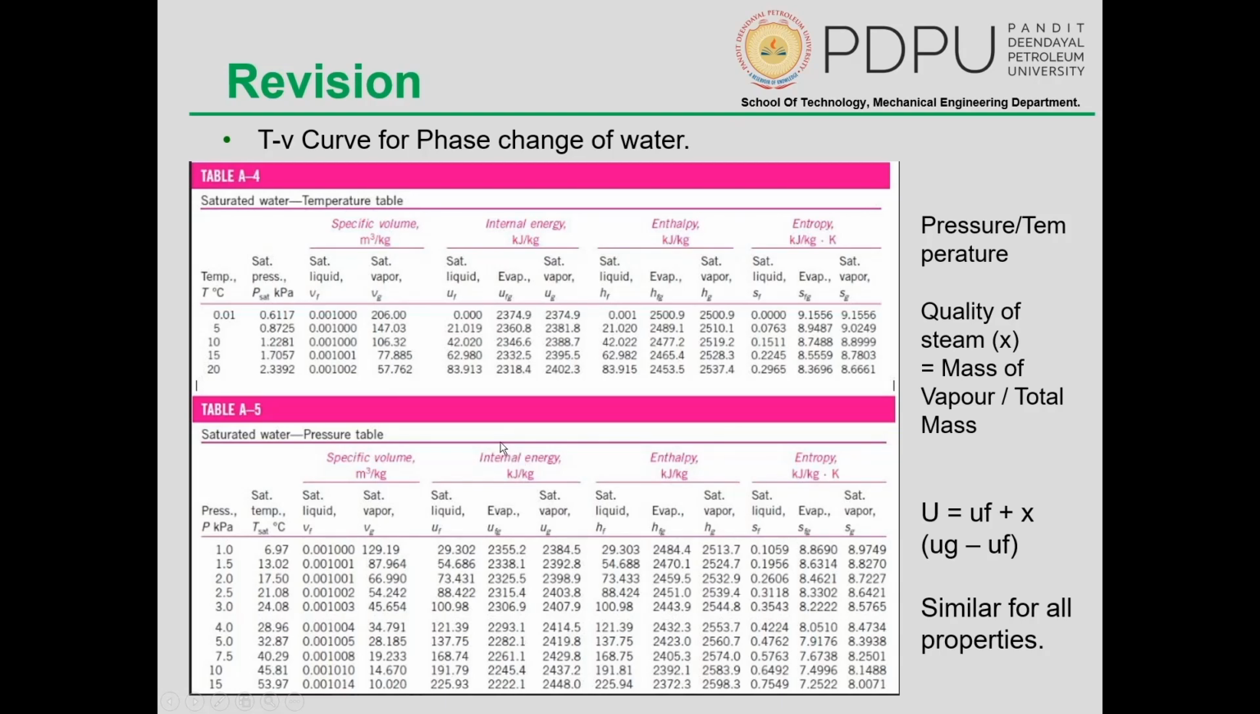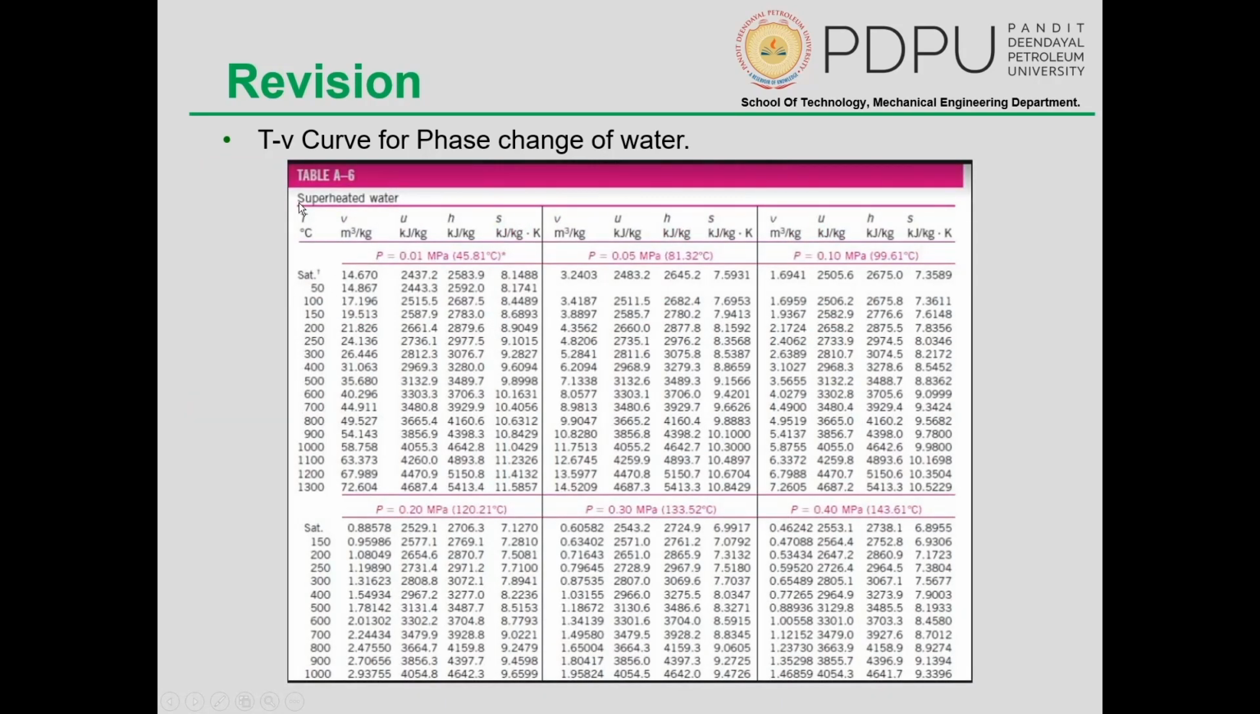Moving further, we have superheated. In superheated, we have to go to table A6, and there what we'll find is temperature ranging from 50 to 1300 degrees Celsius, and we have different pressures. So here we will require both temperature and pressure. For any given temperature and pressure, we'll be able to find the values. And for a value in between, say between 600 and 700, if the temperature given is 650, then obviously we'll have to do linear interpolation.